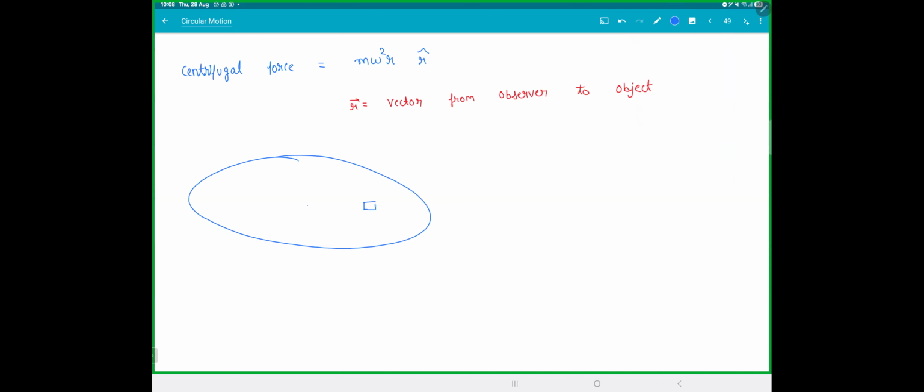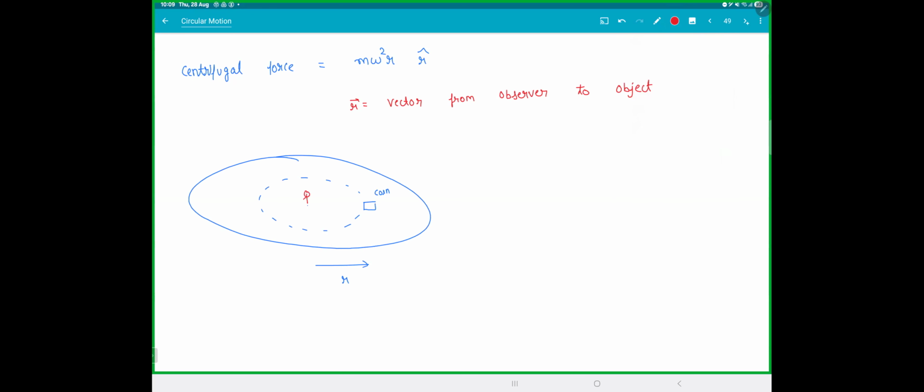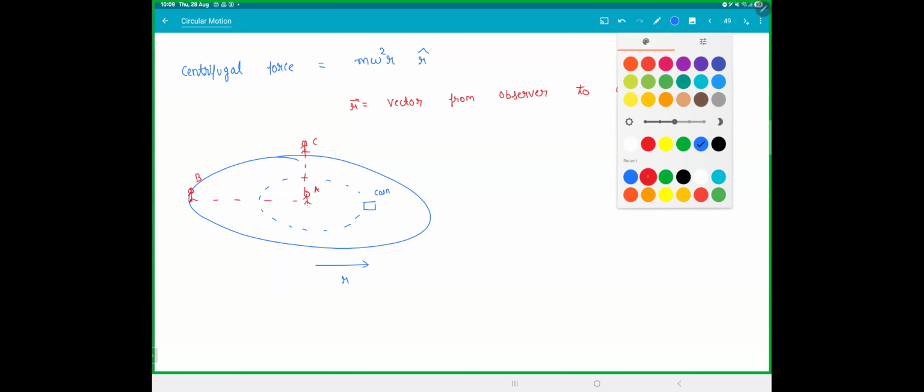So let's say you have a coin here, and the coin is going in a circle. Let this distance be smaller. If you keep this person here, let's say observer A, and an observer B here, and this guy observer C here, 4 people, okay? If you ask each person what is the centrifugal force, you know what they will say?